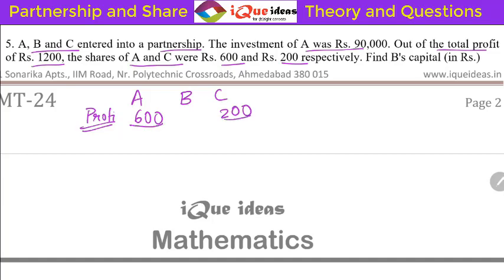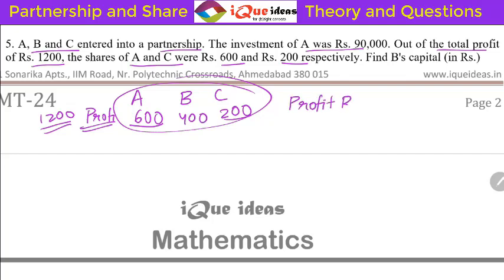So 600 plus 200, 800. Total profit should be 1200. So clearly we get the profit of B as 1200 minus 800, which is 400. So the profit ratio for A, B, C in this question will be 600 is to 400 is to 200. Okay, let's see how it helps us. Now if you divide by 200, it will be 3 is to 2 is to 1. This is the profit ratio.